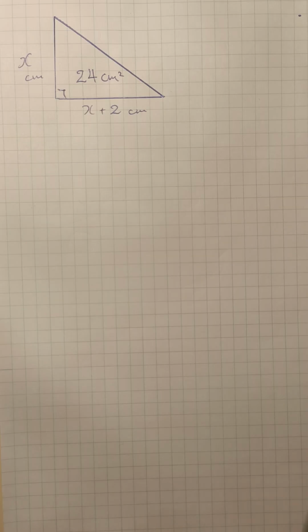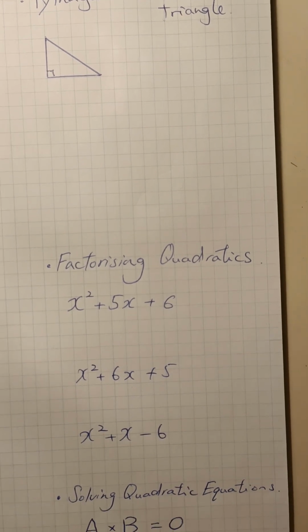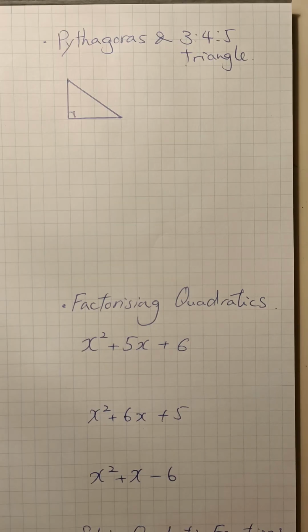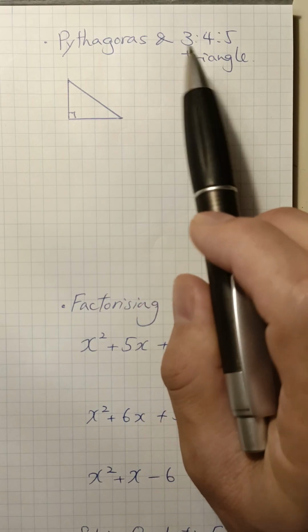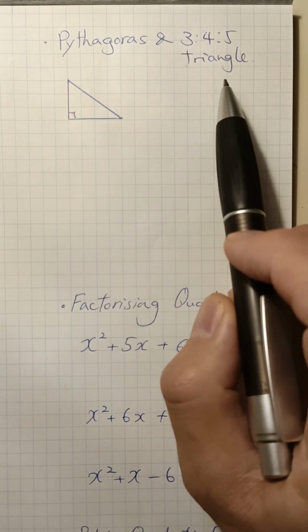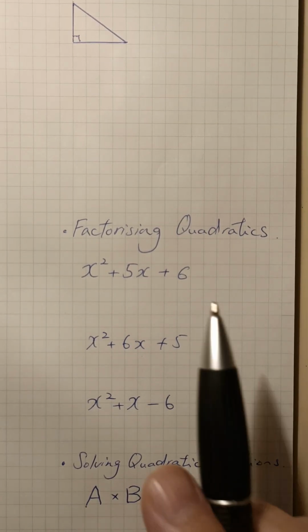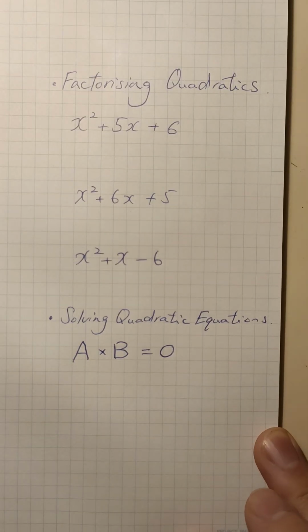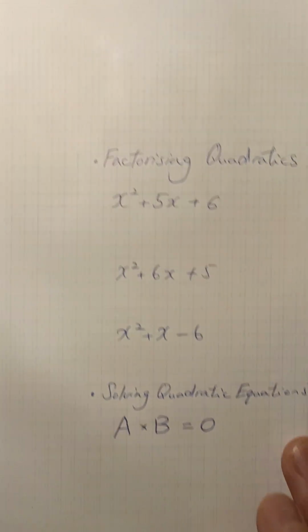Right. So to figure out this question, you need to know three key concepts for NCEA Level 1. First one is Pythagoras, and for this question I'm going to talk about the 3, 4, 5 triangle as well. And then the second one is factorizing quadratics, so you are factorizing these kinds of expressions. And then the last one is solving quadratic equations. And then you can find the answer, okay?